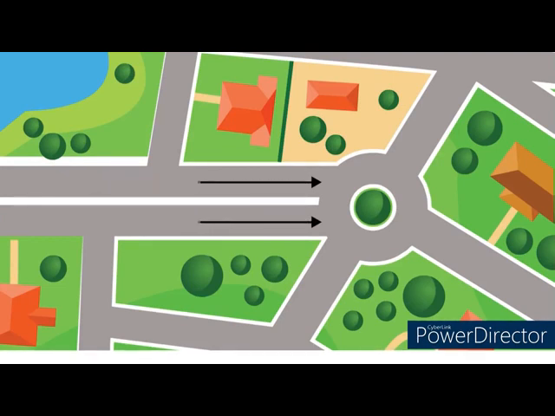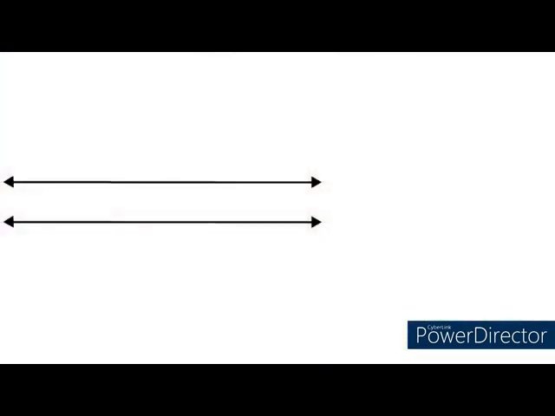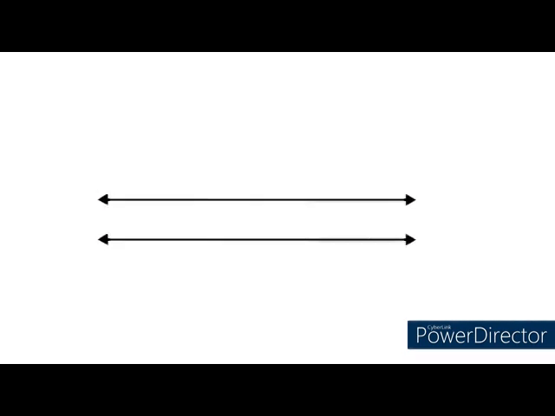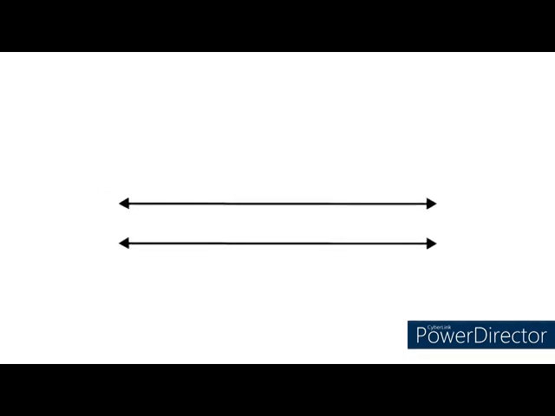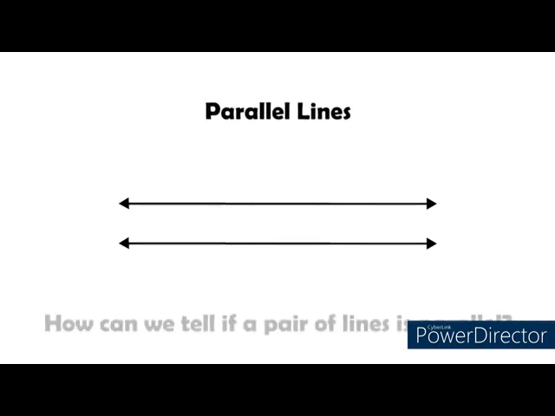If two cars are traveling in one direction without intersecting each other, we get lines like this. Those lines that will not intersect each other are called parallel lines. Those lines that will not intersect each other are called parallel lines.